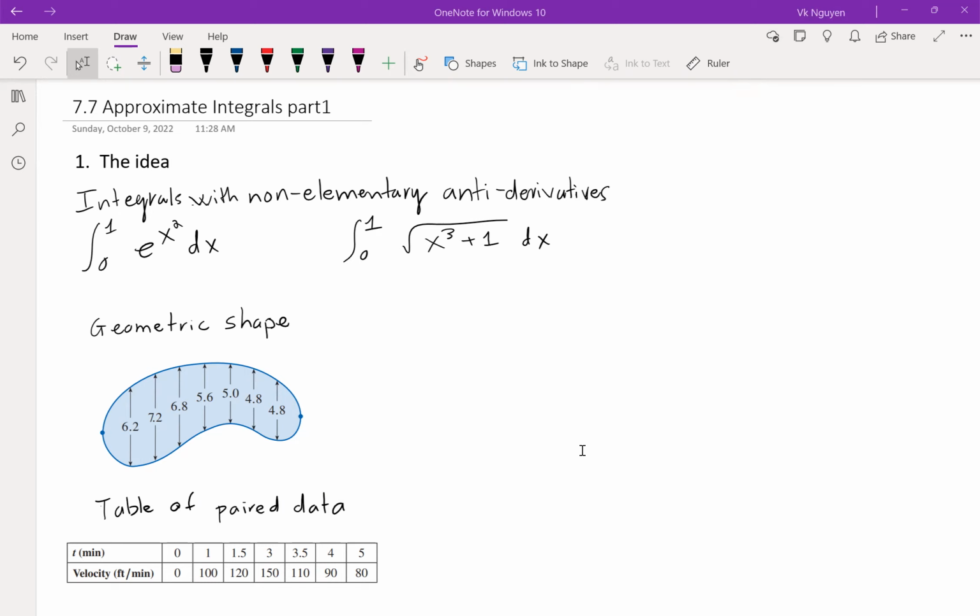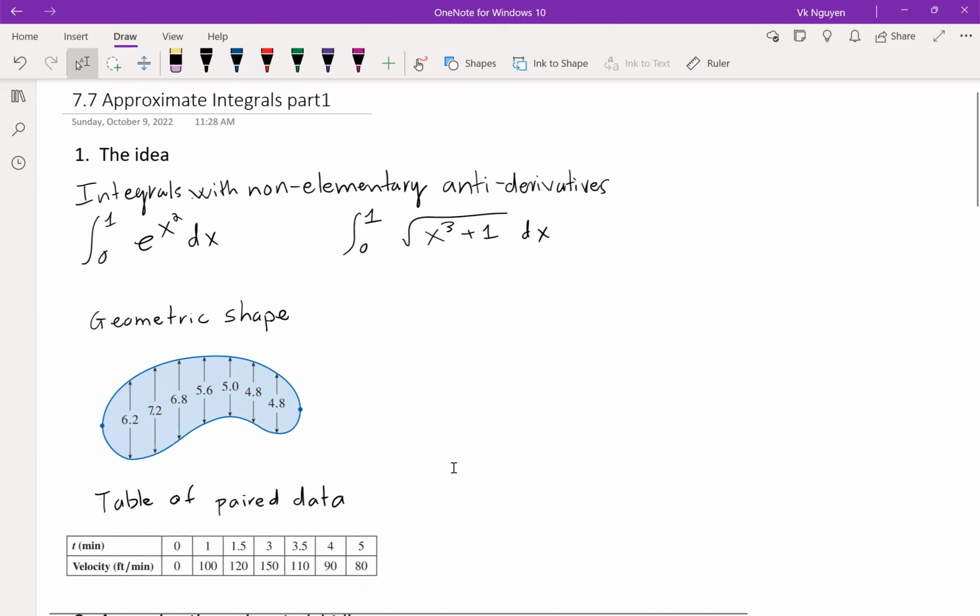Another reason why we use approximation is there are geometric shapes that we cannot figure out the area of easily, such as the picture below, this one. And we also have a table of period data, real life data, in which we cannot use a function to model the data. So we have to actually plot the points and do the approximation of the area under the curve. Let's take a look at how we do the approximation of the integral.